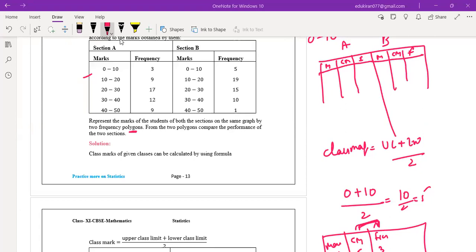So ma'am, in this table, section A and section B both will have the same class marks. Sorry? In this table, section A and section B will have the same class marks. Yes. Okay.